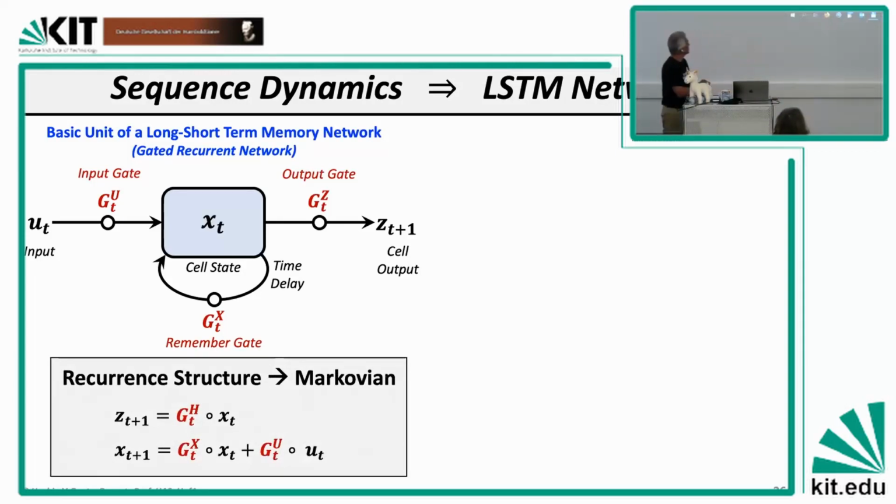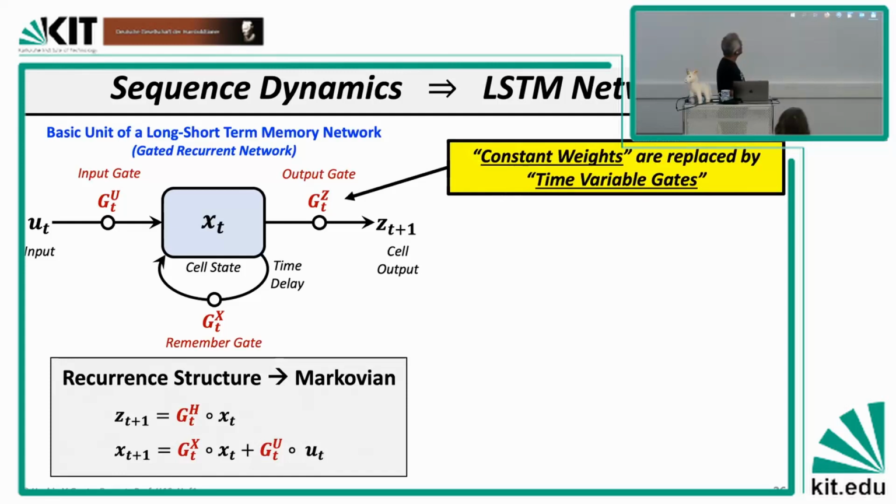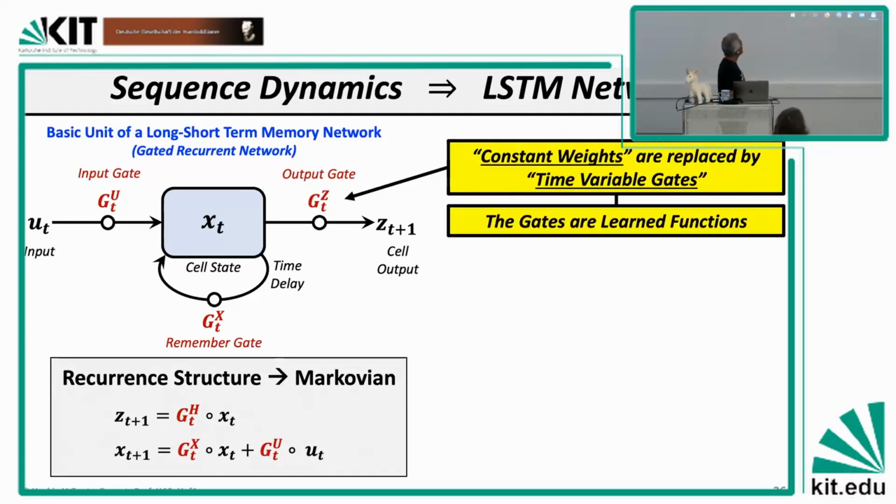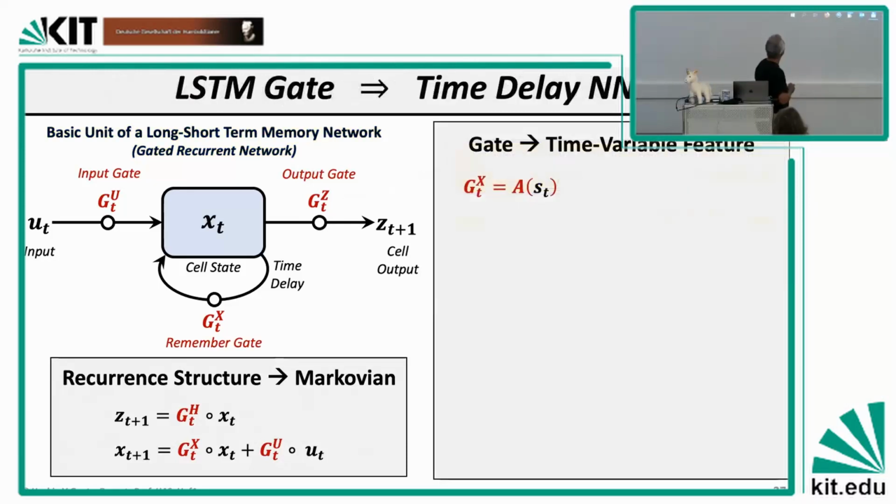The equations, you'll notice, look exactly the same, right? They're the same linear equations, but now you've got these time varying constants here, right? They're not parameters, they're gates. So these constant weights are replaced by time variable gates. The gates are then learned functions, okay? You push the learning back one step, okay?